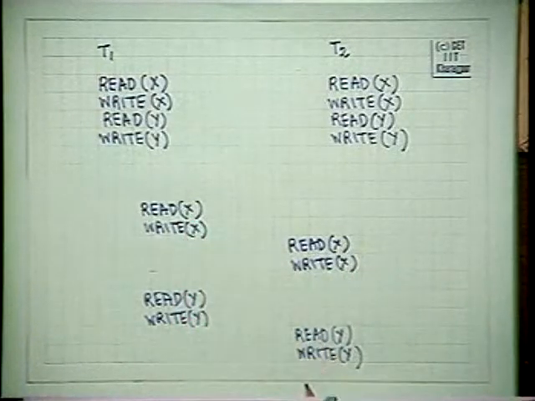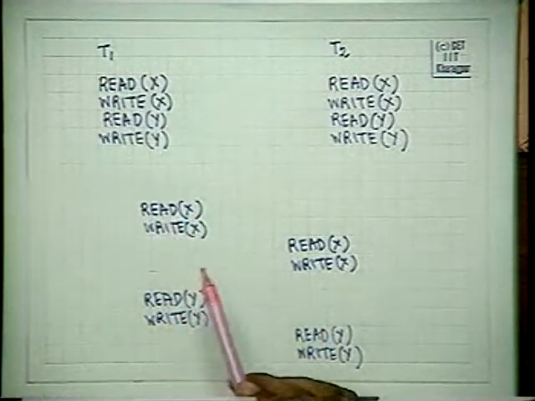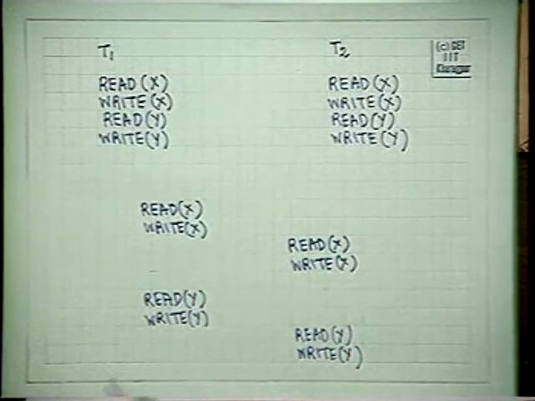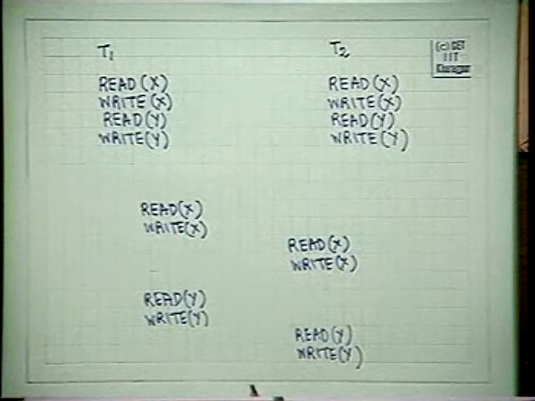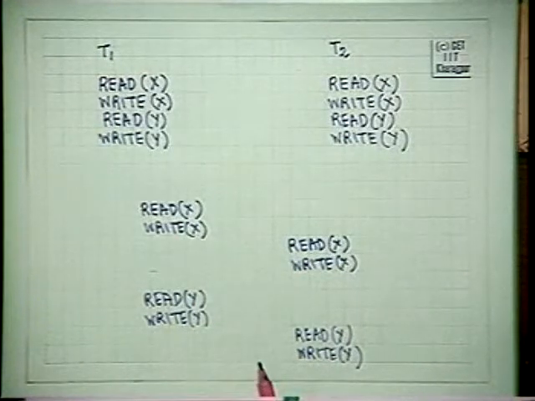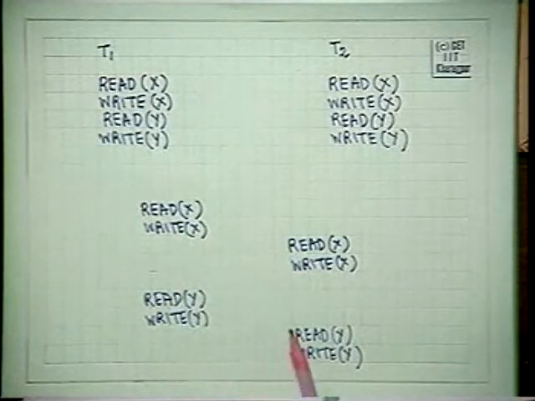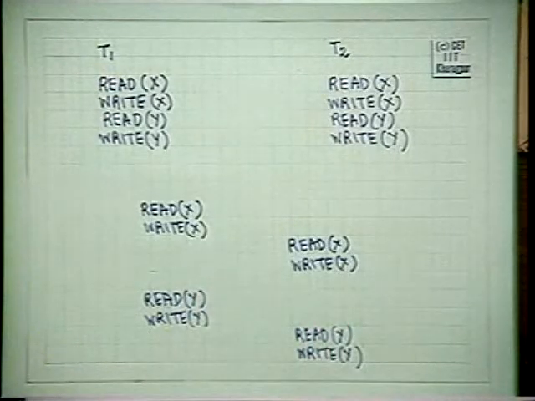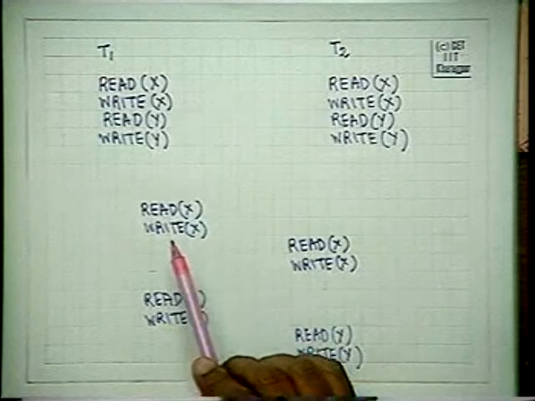Now, this is a schedule which is equivalent to the schedule T1 followed by T2. We know, by looking at this, we can say that this is equivalent to the schedule T1 followed by T2. That is our way of looking at it. But how will we formalize that this schedule is equivalent to a serial schedule?